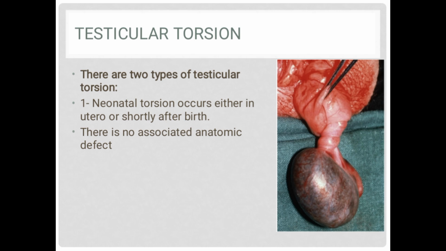This picture is for testicular torsion. There are two types of testicular torsion, either neonatal or adult. Neonatal torsion occurs either in utero or shortly after birth. There is no associated anatomic defect. There is no anatomic defect in neonatal torsion.